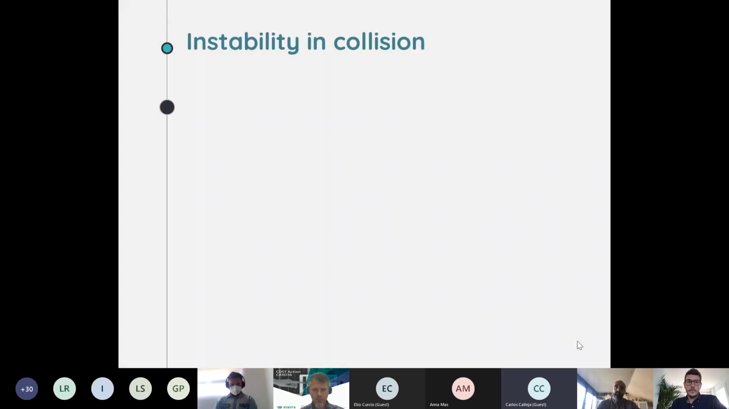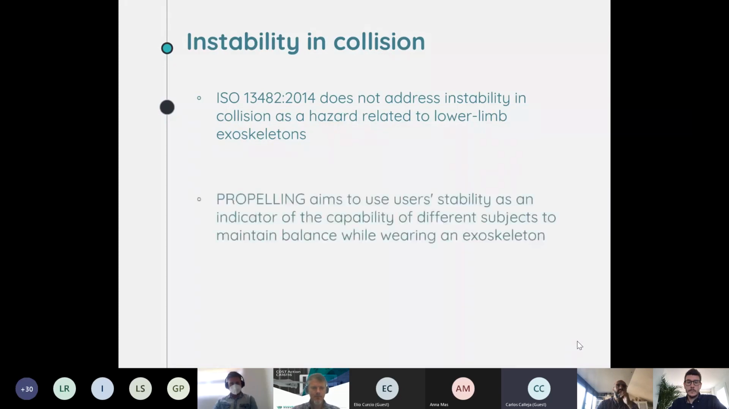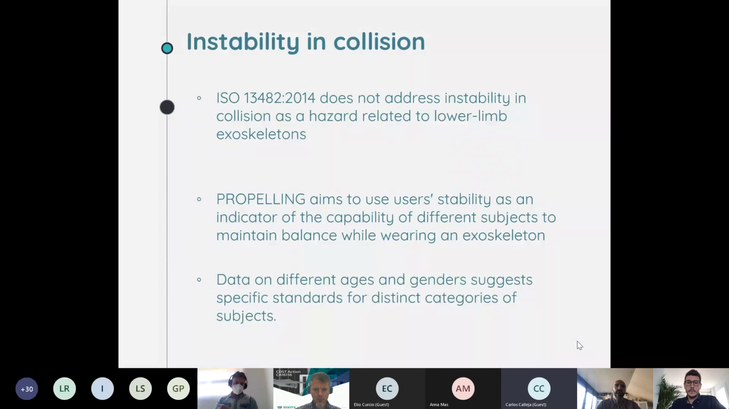The third element is instability in collision. So we consider that ISO 13482 does not address instability in collision as a hazard related to lower limb exoskeletons. It's addressed in relation to other robots, but not specific to lower limb exoskeletons. And that's a problem because we think that there may be some hazards there that are left aside. So we are aiming at using user stability as an indicator of the capability of different subjects to maintain balance while wearing the device.